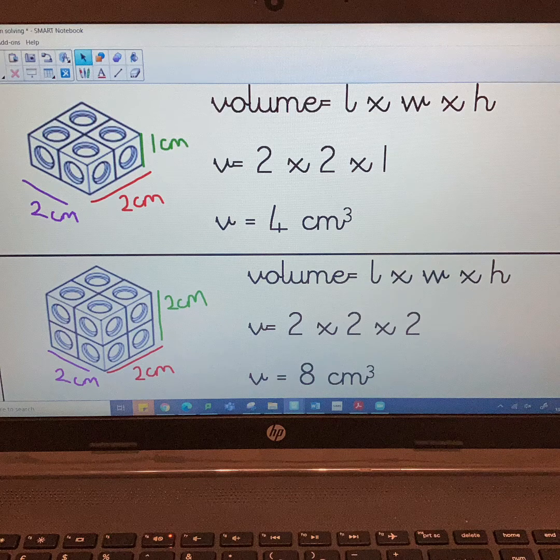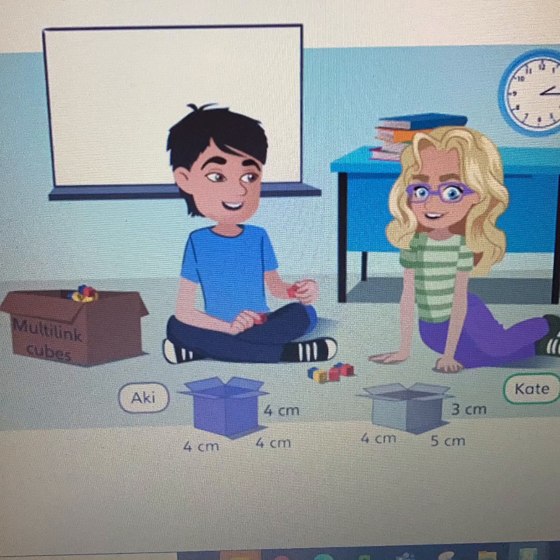Hopefully you can see that this is really similar to counting the cubes. It's just a much more efficient way of doing it. So every time you're working out the base layer by doing 2 times 2, which is 4, and then how many rows of that base layer have you got? Well, you've got 2 rows, so you times it by 2. So for volume today, it is length times width times height.